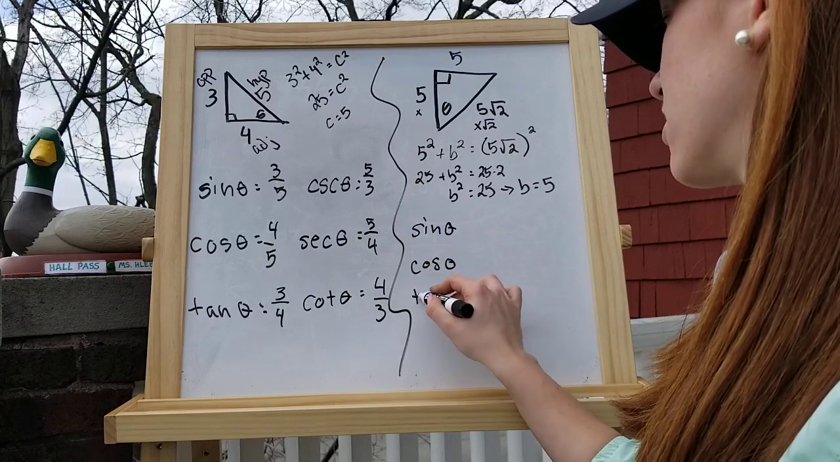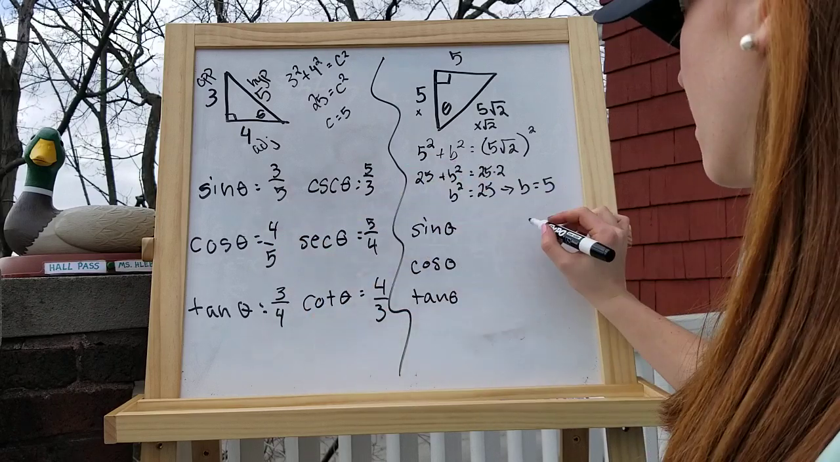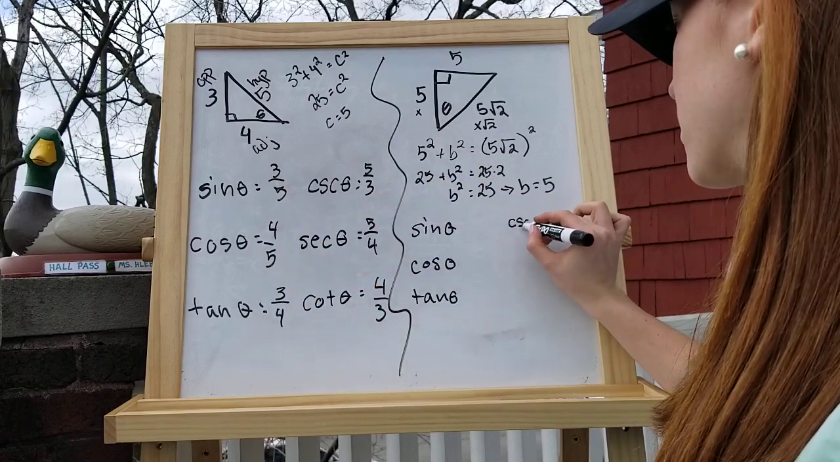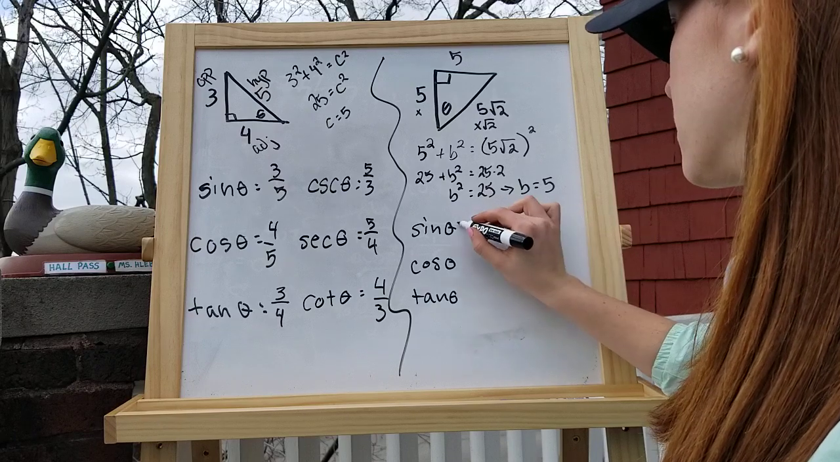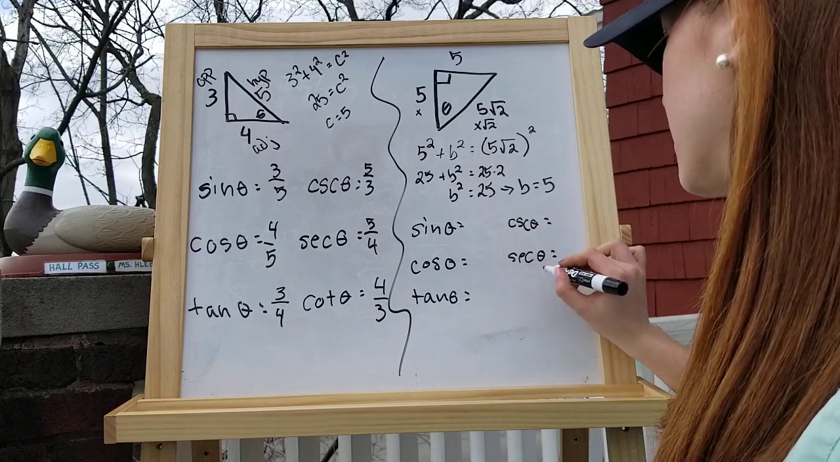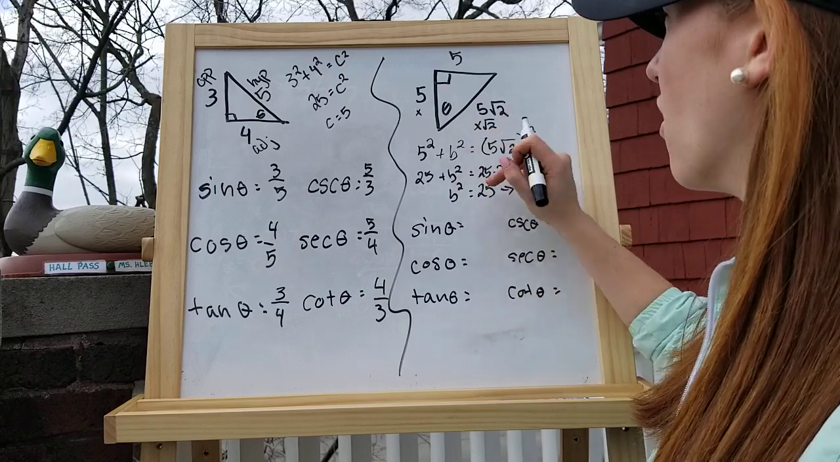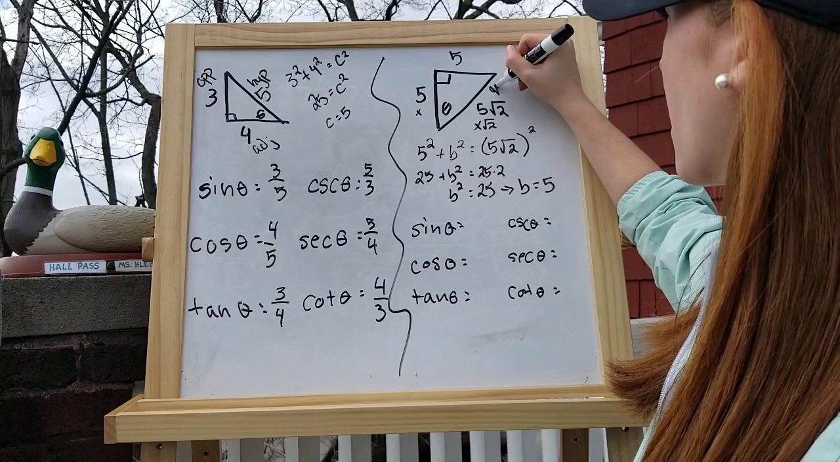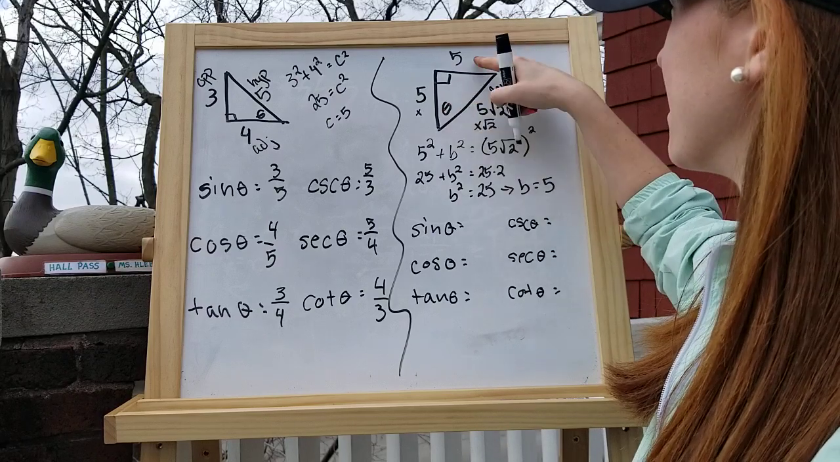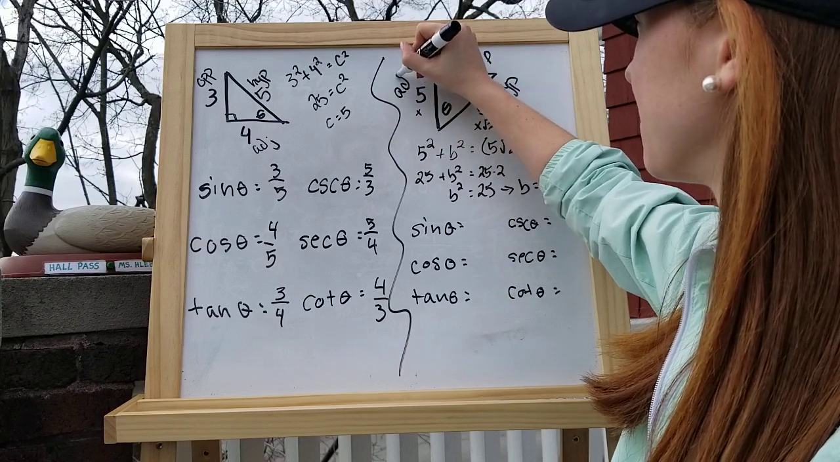Alright, so when I set up my sine, cosine, and tangent here, sine of theta, cosine of theta, tangent of theta, then I'm going to set up their corresponding reciprocals. Cosecant of theta equals, secant of theta equals, and cotangent of theta equals. So I'm going to label: this is my hypotenuse, this is the side opposite the angle, and this is the side adjacent.